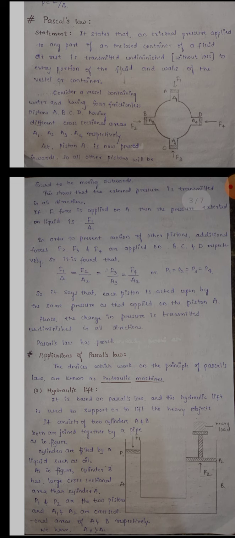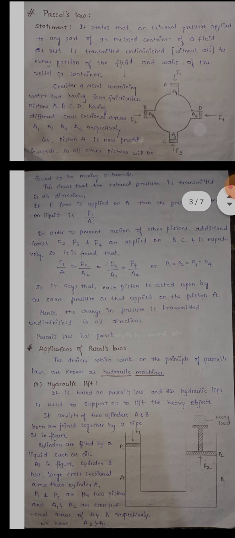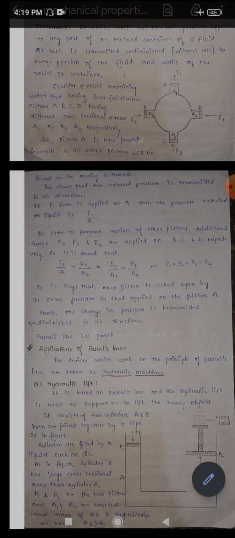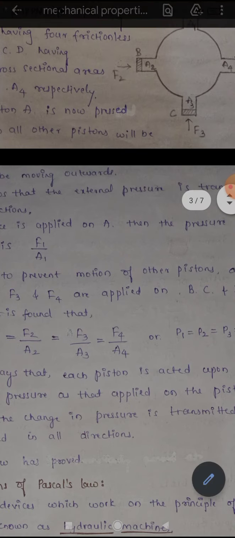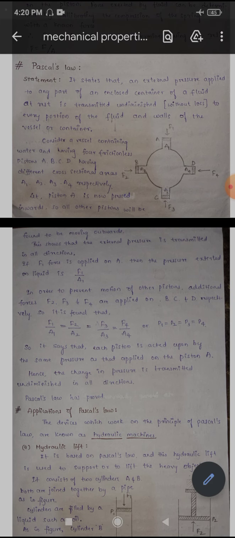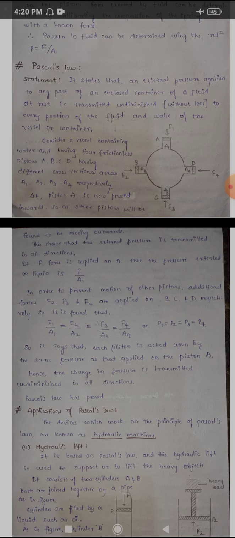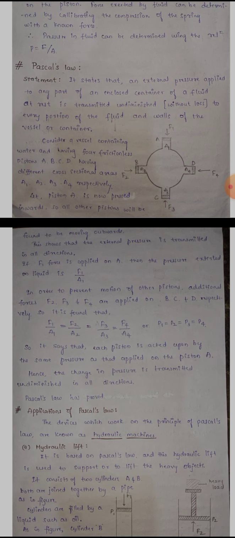Let us consider a vessel containing water inside it, which is enclosed, meaning it is a fully closed system. It has four openings, A, B, C, D. These A, B, C, D are four frictionless pistons, placed at each opening of the container.